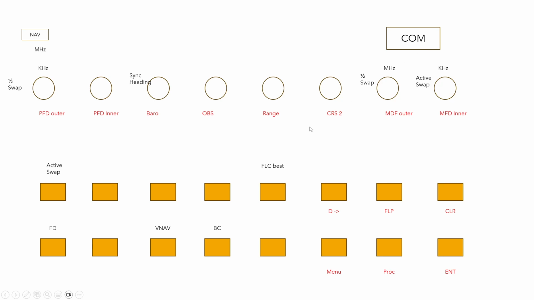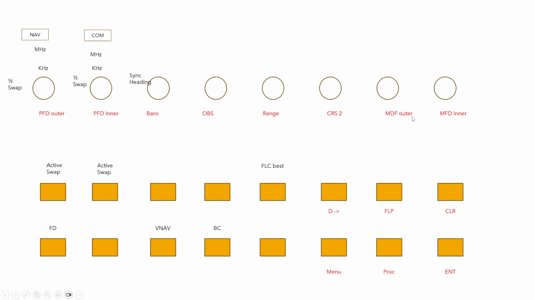So we'll try the same concept with the COM. We'll bring the COM radio over here and we'll stack the megahertz and kilohertz on top of each other, bring across the swap between COM1 and COM2, and put the swap between standby and active down here. Tidied up even more stuff, looking good.